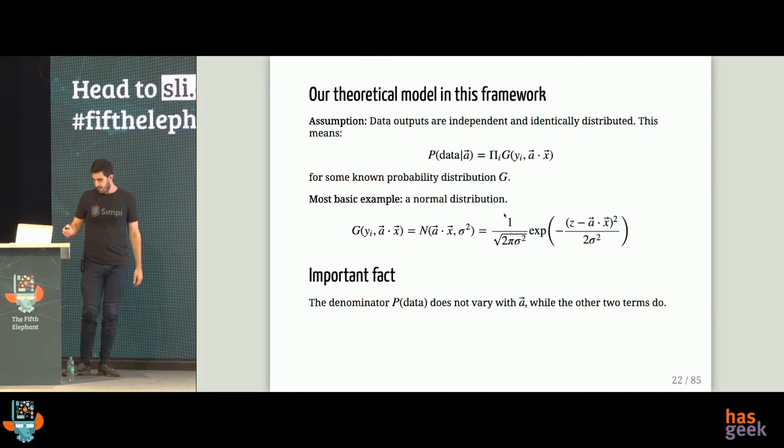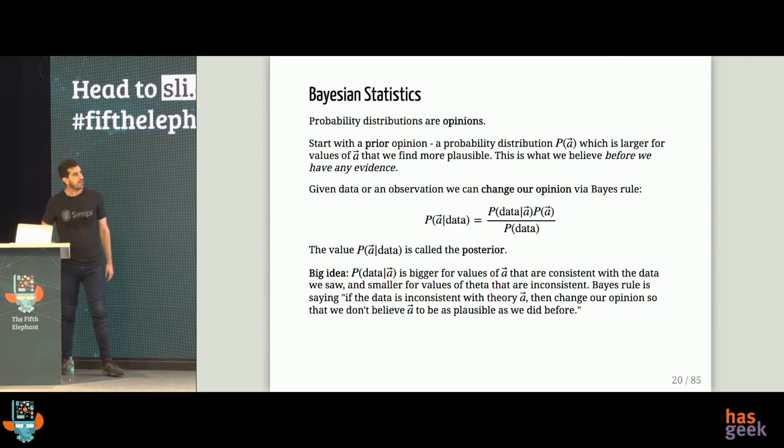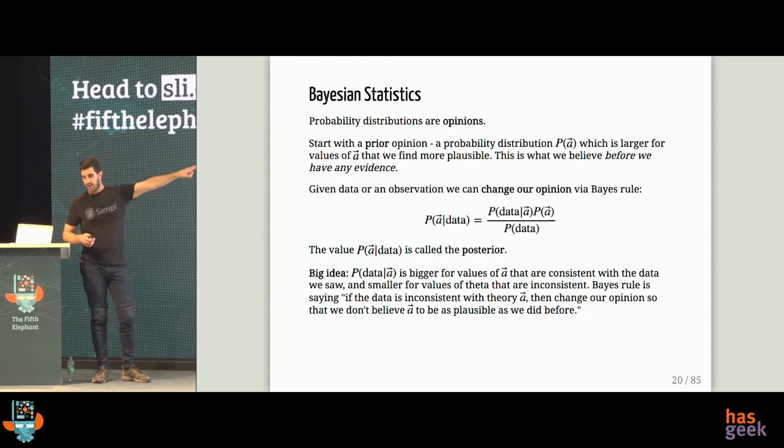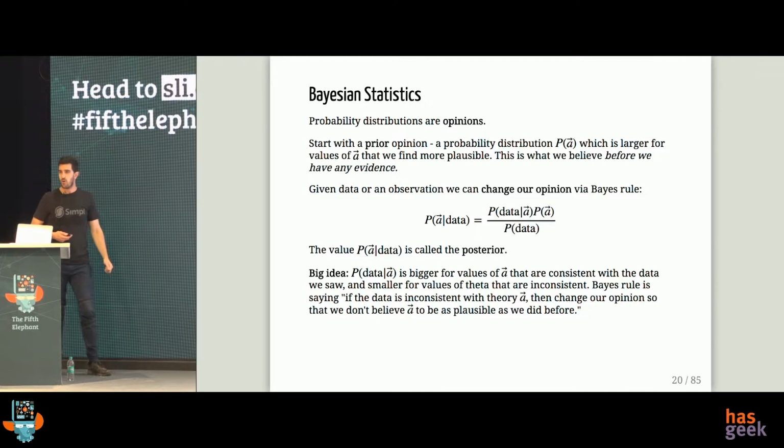The other important fact, and I'll flip back to the previous slide, is that term at the bottom, probability of data. That term doesn't vary with A. So it's kind of lucky that it turns out this way, because I'm going to get to ignore it. That term is very complicated to compute, but I'm going to get to ignore it for the rest of this talk. And you'll see why shortly.